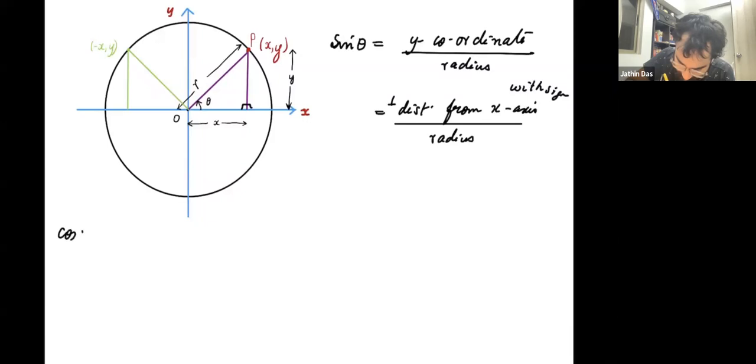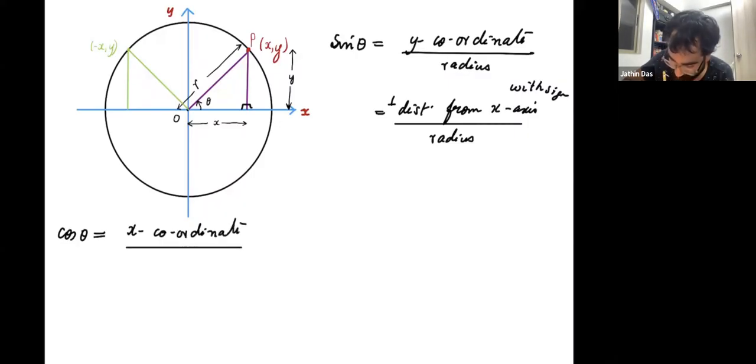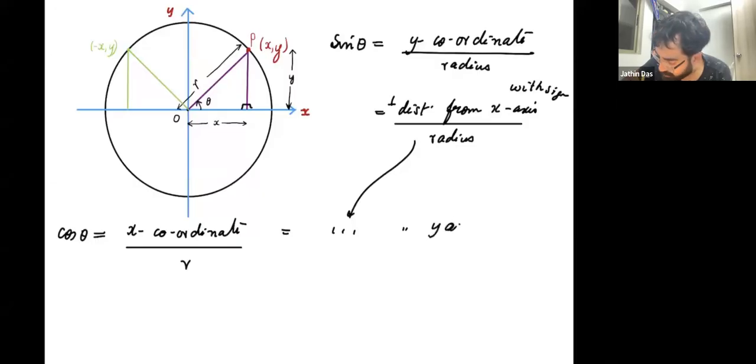Like that, the definition of cos theta, you can guess, will be the x coordinate divided by radius. That will give you the cos of that particular angle, when you join that point with the origin as the center of the circle. Is this clear? Now the x coordinate you can think of as the algebraic distance of the point from the y-axis, divided by radius r.